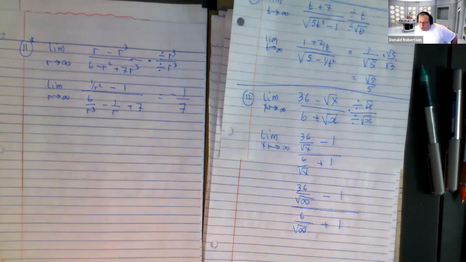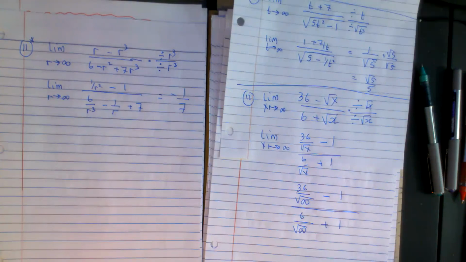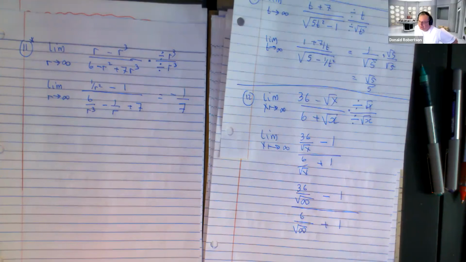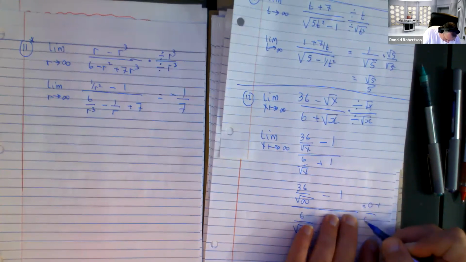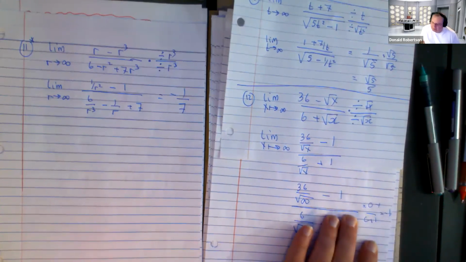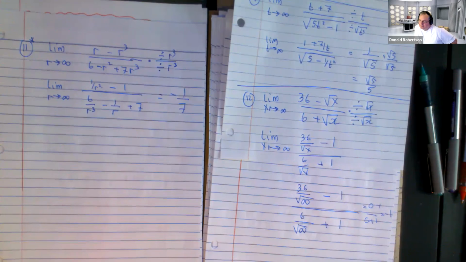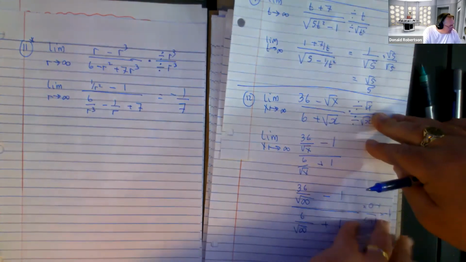Okay, what do you think the square root of infinity gets you? Infinity. Yep, and isn't 36 over infinity still 0? And so you get 0 take away 1 and 0 plus 1, so the answer is -1. So this idea of dividing the top and bottom is pretty effective, isn't it? It can do all sorts of nuances that we may not have thought about.